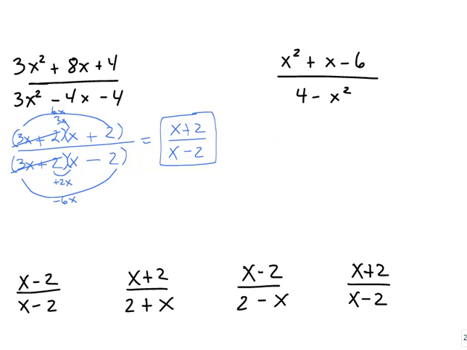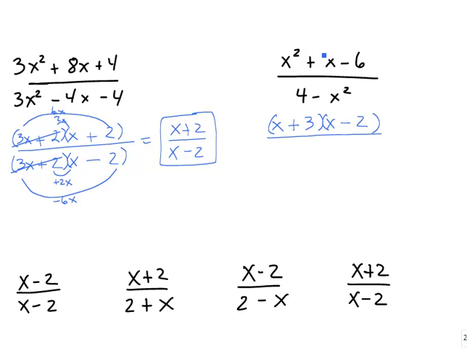Okay, next example, we're going to factor the top as much as we possibly can. We have 3 terms, so I'm going to use reverse FOIL. I need x times x in the front to get x squared, and then I need 2 numbers that will multiply to negative 6 and add to a positive 1. So that's going to have to be a 3 and a 2. If I make the 3 plus and the 2 minus, plus 3 minus 2 is a positive 1.